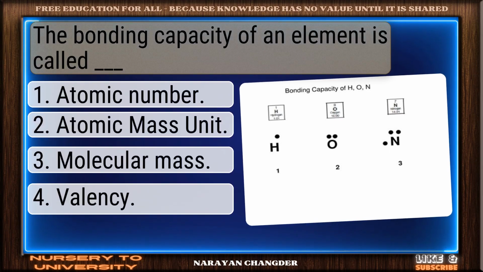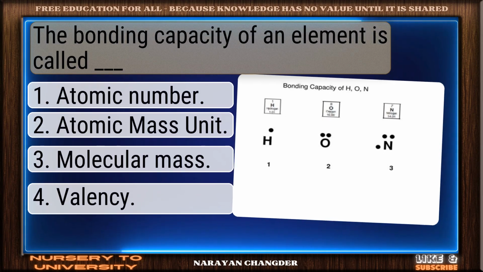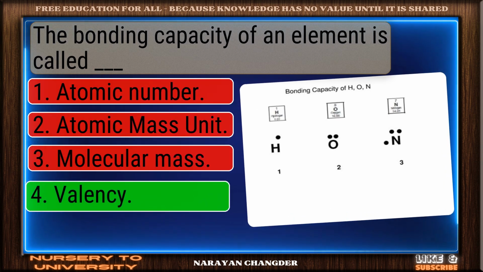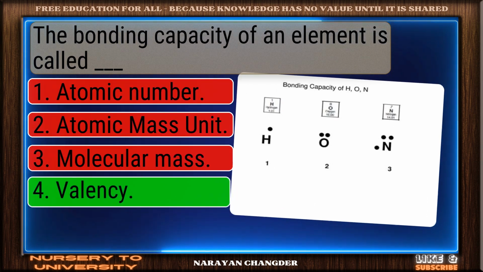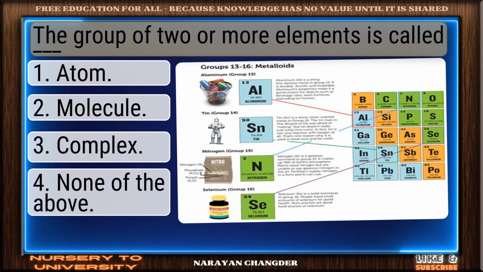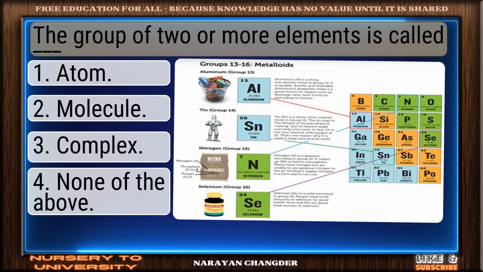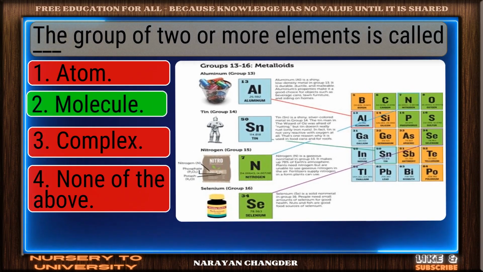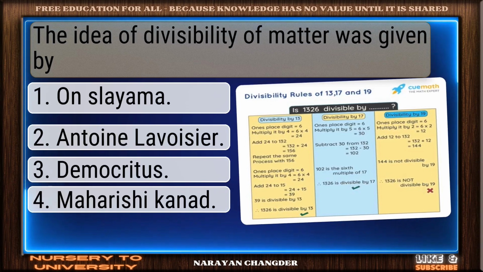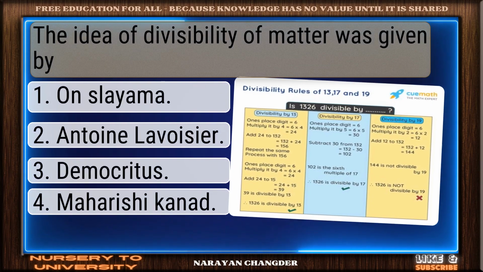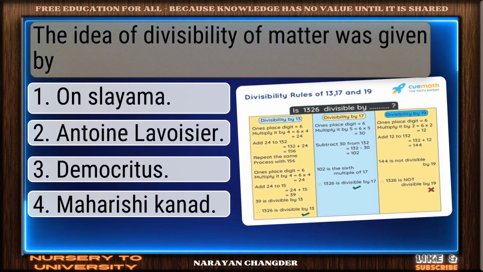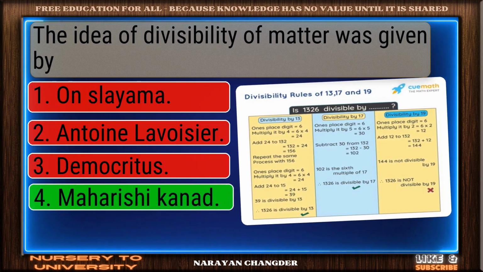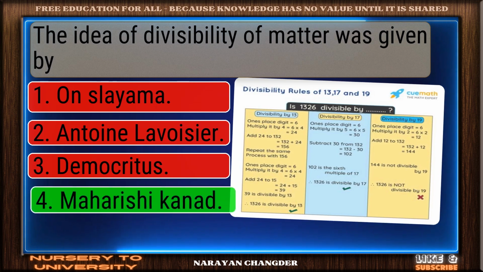Question number 146. The bonding capacity of an element is called dash. You chose valency, and it is correct. Question number 147. The group of 2 or more elements is called dash. Well picked. Molecule is the correct answer. Question number 148. The idea of divisibility of matter was given by. Strong choice. Maharishi Kanad is the right answer.